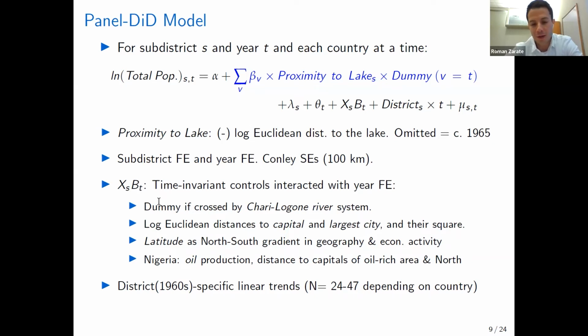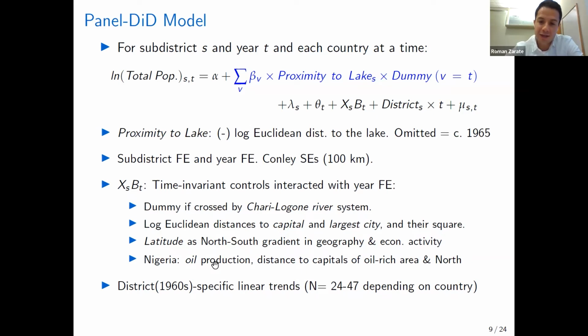So in particular, we're going to include a dummy if it is crossed by the Chari-Logone River system. We're also going to include distance to capital and to largest cities, latitude, because this is an important gradient in geography and economic activity. And for the case of Nigeria, we're going to include oil production dummies.